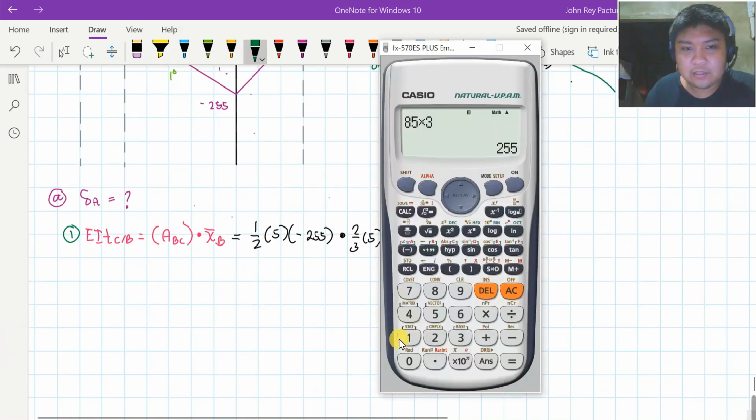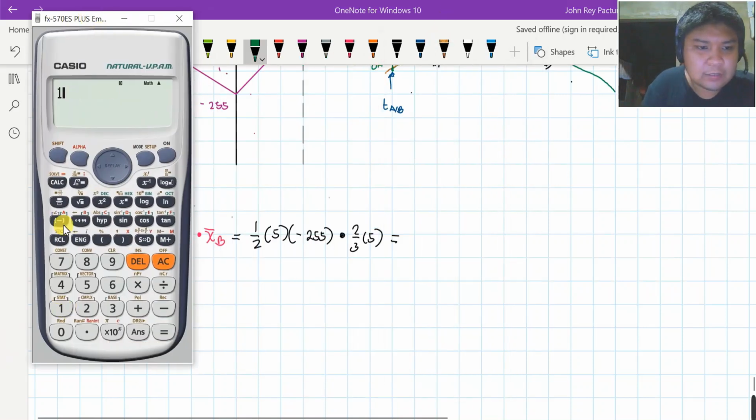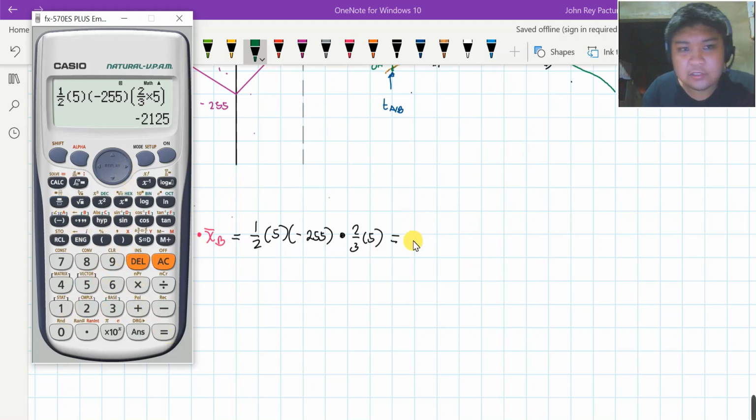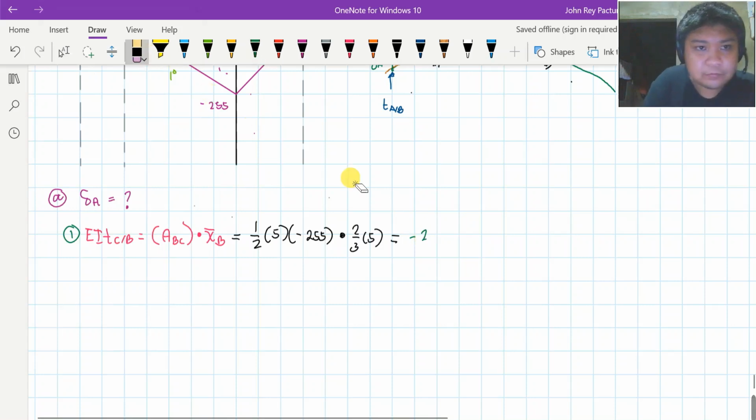So, sige, compute na natin to using calculator lang naman to. So, 1/2 ng 5, tapos negative 255, tapos 2/3 ng 5. Okay? So, ang sagot natin ay negative 2125. Sige, lagay natin negative 2125.